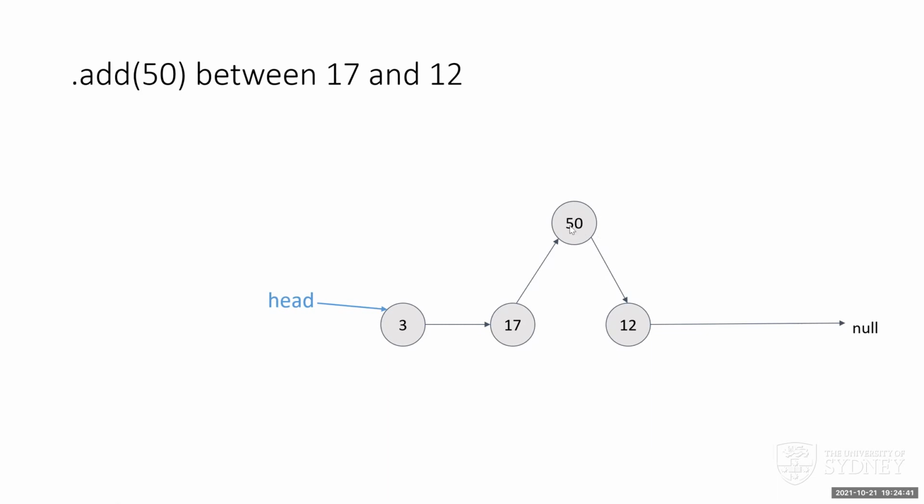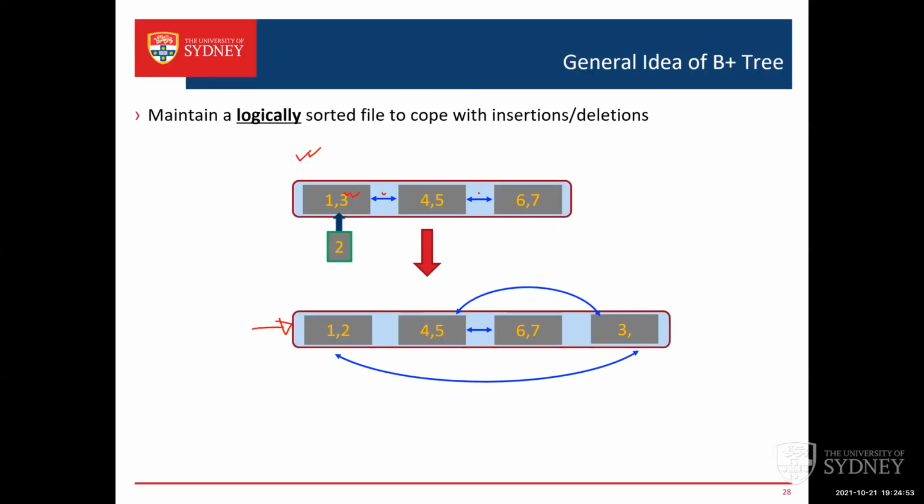Someone is asking, is order necessary? Depending on if you are creating a sorted list, then order is necessary. But in this case, I was not thinking about order, simply how to insert any data in a linked list. But in B+ tree, we'll have an order. How we'll maintain that, I'll show you later. Okay.